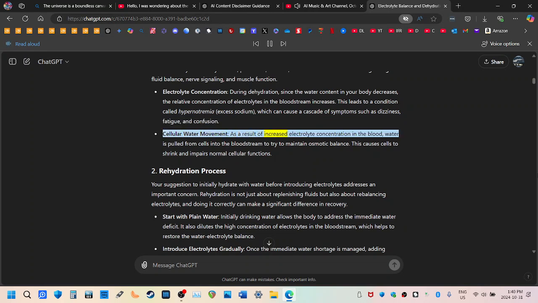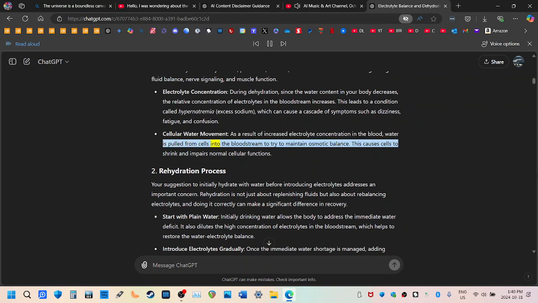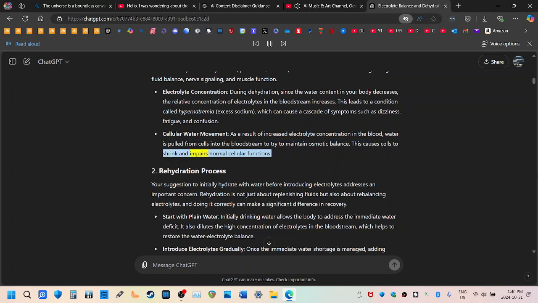Cellular water movement. As a result of increased electrolyte concentration in the blood, water is pulled from cells into the bloodstream to try to maintain osmotic balance. This causes cells to shrink and impairs normal cellular functions.